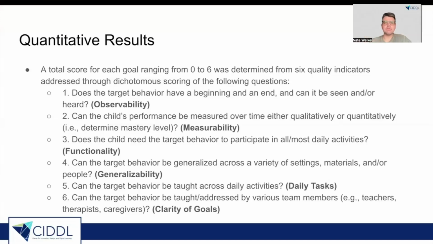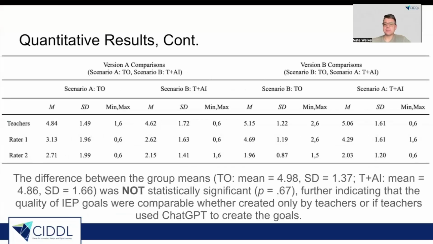So now that we have the how out of the way, let's look at what we found. The 56 participants' Qualtrics activity mean scores and standard deviations of the IEP goal ratings were compared. Overall, mean scores were higher for the teacher-only goals than the teacher and AI goals.